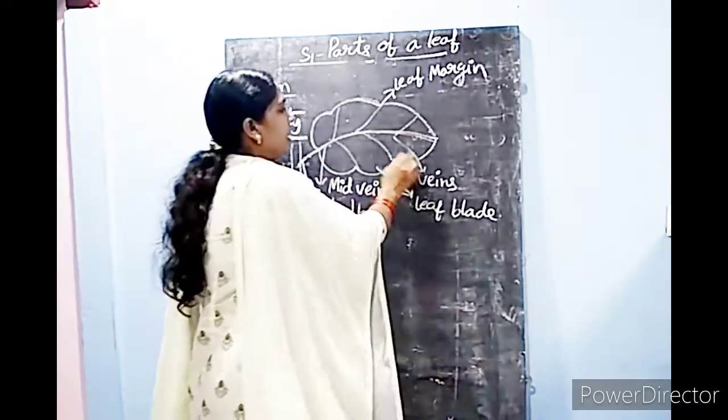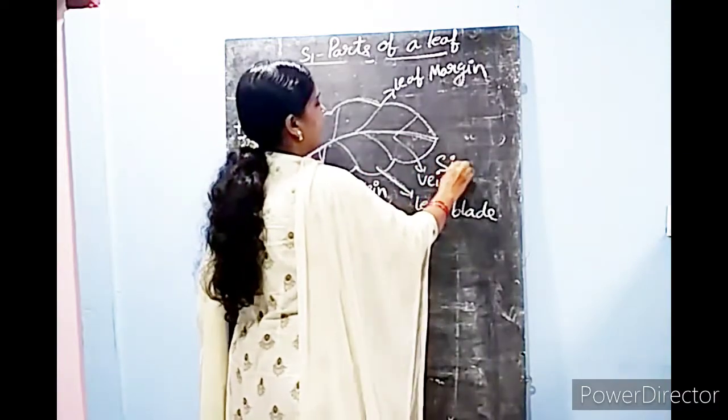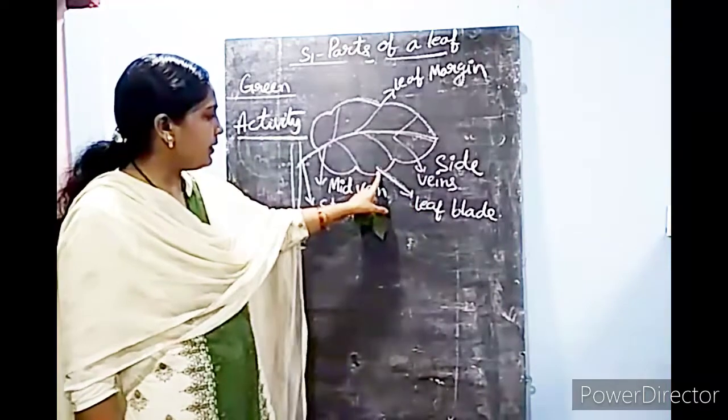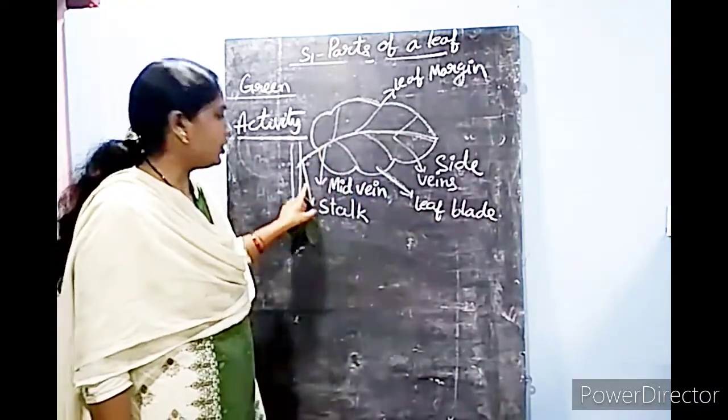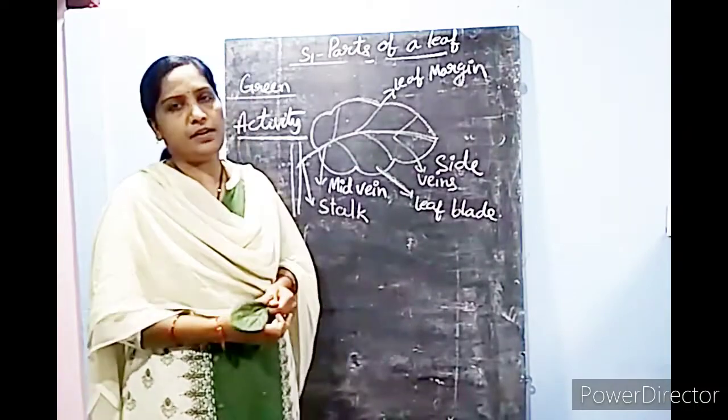The veins which are at the side of the mid vein are known as side veins. They are side veins, leaf blade, mid vein, stalk. So these are the different parts in a leaf.